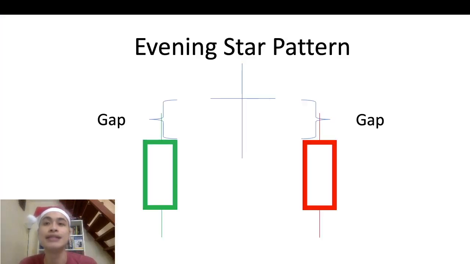So the next pattern is the evening star pattern. The evening star pattern, like the morning star pattern, is a 3 candlestick pattern. So this is how the evening star pattern looks like on the chart. The first candlestick is a bullish candlestick, followed by a Doji candlestick, and lastly a bearish candlestick. The evening star pattern is a bearish reversal pattern when it appears on an uptrend.